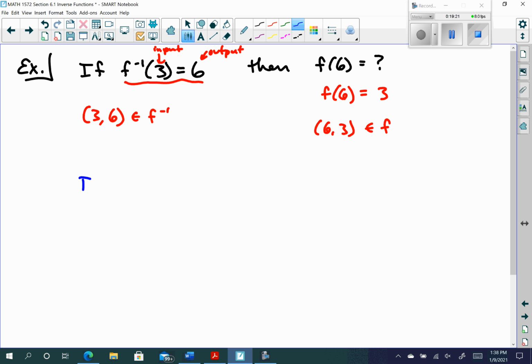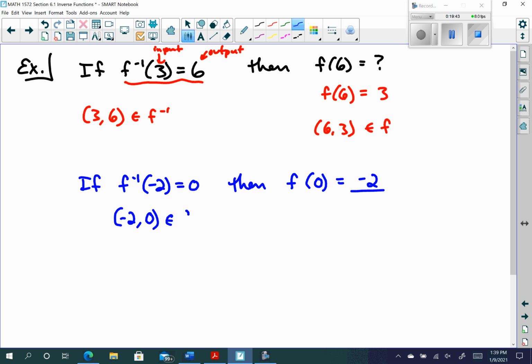So let's try one more. If the inverse of f of negative 2 is equal to 0, then f of 0 is equal to what? If you're thinking negative 2, you would be correct. Because again, what this means is the point (negative 2, 0) is contained on the inverse, then (0, negative 2) is contained on our function.